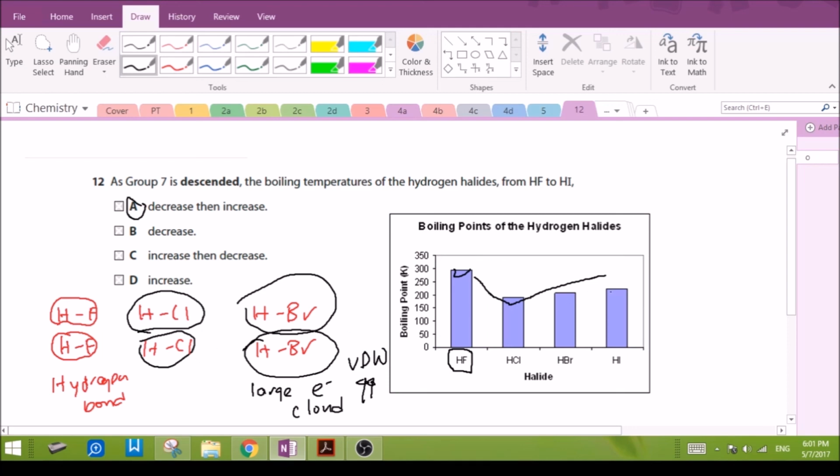Right. The same reasoning is also for hydrogen iodide. Iodine is a much larger atom, so the van der Waals forces for hydrogen iodide are much larger. So from hydrogen bromide to hydrogen iodide, the boiling point continues to increase due to increase in van der Waals forces.